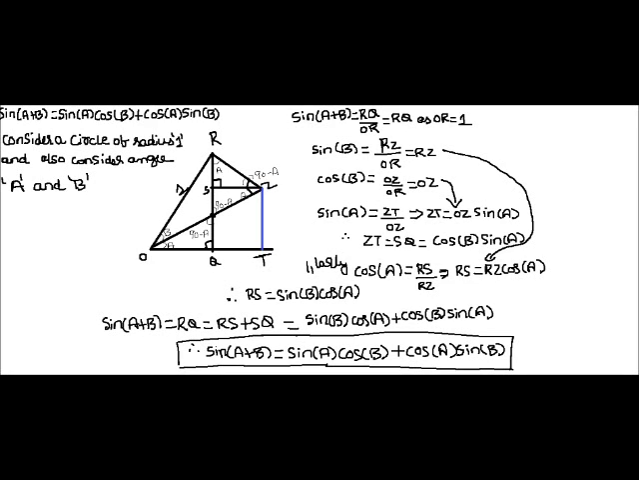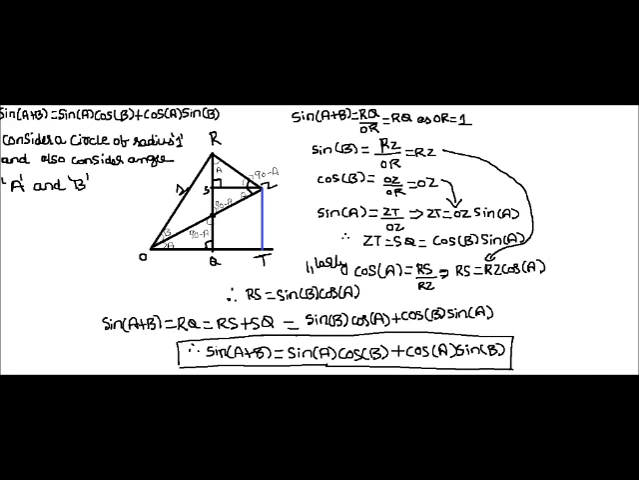Hello everyone. In this video I'm going to explain how sine of the sum of two angles equals sine A cos B plus cos A sine B. Similarly, what is the derivation, or how do we expand cos of A plus B in terms of sine A sine B, cos A cos B, and also tan of the sum of two angles.